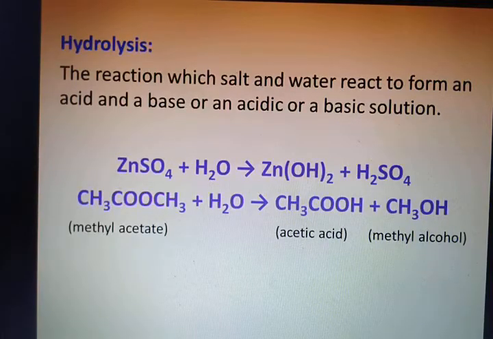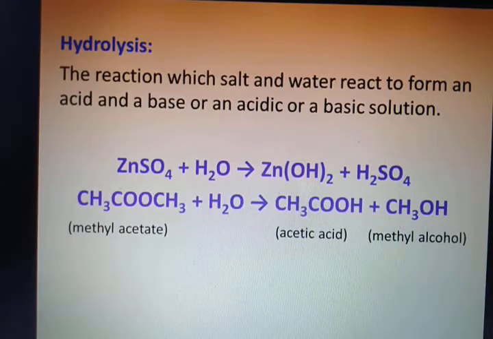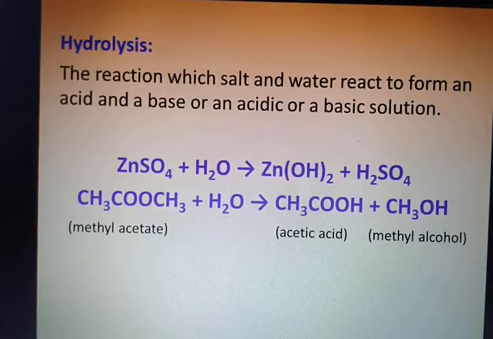Methyl acetate is an organic compound under the class of esters. If esters react with water, they form acetic acid and methyl alcohol, which make the solution acidic. Acetic acid plus methyl alcohol make the solution acidic. The previous one also, is it acidic? Definitely it's slightly acidic because zinc hydroxide is a weaker base in comparison to sulfuric acid. So it's slightly acidic, but it's forming a base and an acid. The next one forms alcohol and acid, so it's totally a slightly acidic solution.